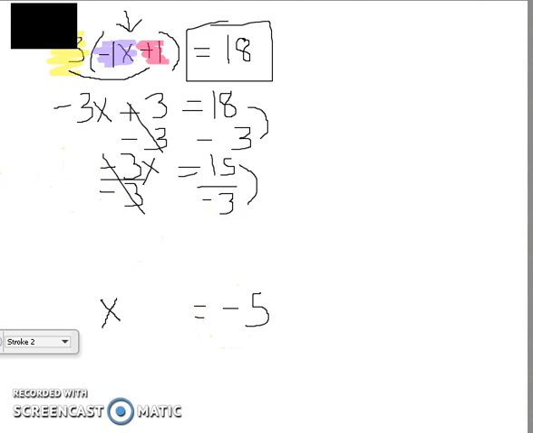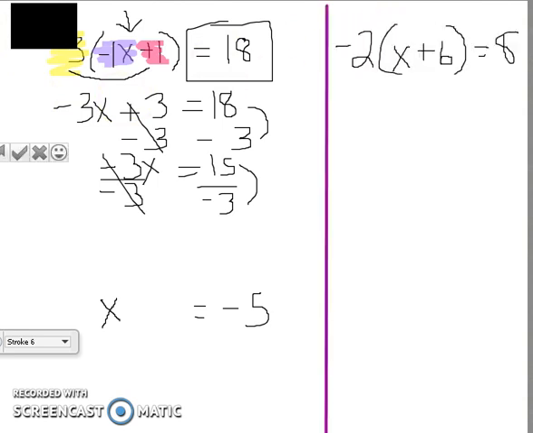Now you have a problem that I want you to solve. Write this problem in your breakout room on your board, and when you are finished, I want you to send me your answer or come get me by raising your hand. So I have a negative 2 times an x and a negative 2 times a plus 6. Make that equal to 8. Solve it using these steps.